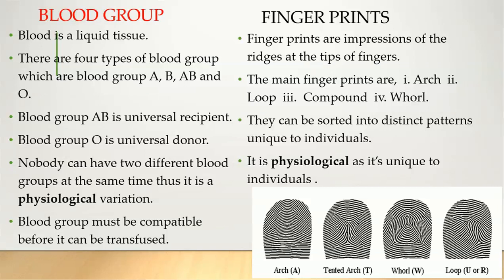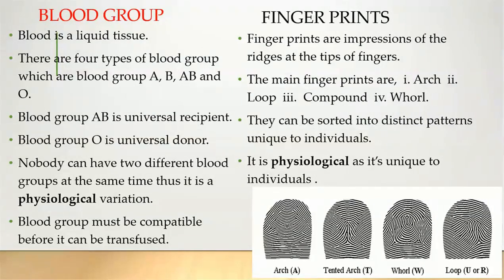Why? Because it can donate blood to all the other blood groups, like blood group A, B, AB, and even O. Now, note that nobody can have 2 different blood groups at the same time. So you cannot have an individual with blood group A and blood group B at the same time. No, each person with 1 blood group. And so it is a physiological variation. Now, blood group must also be compatible before it can be transfused from one person to another.